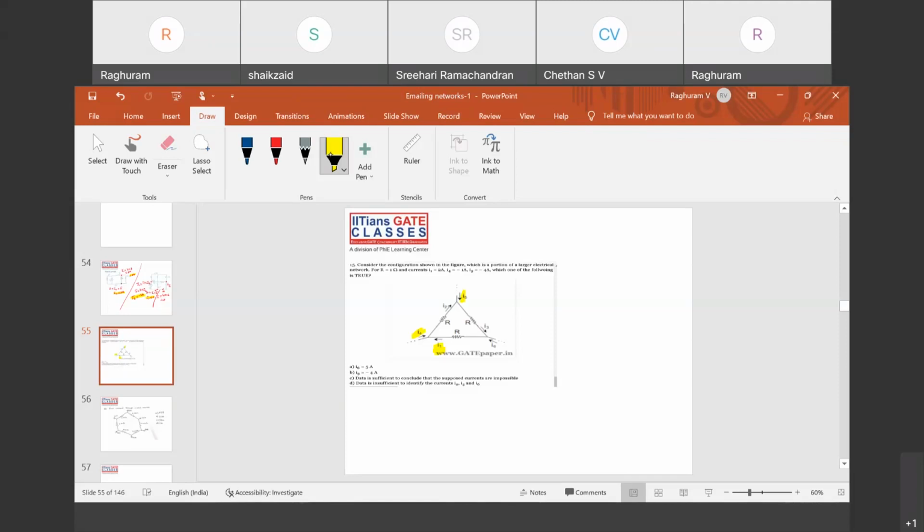You're able to see the circuit, everyone? I1, I4 and I5 are given. You have to find I3 or I6, any one of them. Given, right? I1 is 2 amperes. I4 is minus 1 ampere. I5 is minus 4 amperes.